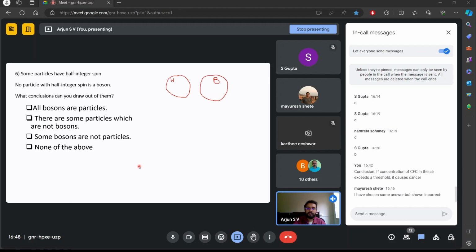And moving on to the sixth question, they have given two statements. Some particles have half integer spin, and no particle with a half integer spin is a. Sorry for the disturbance. Can you go back?